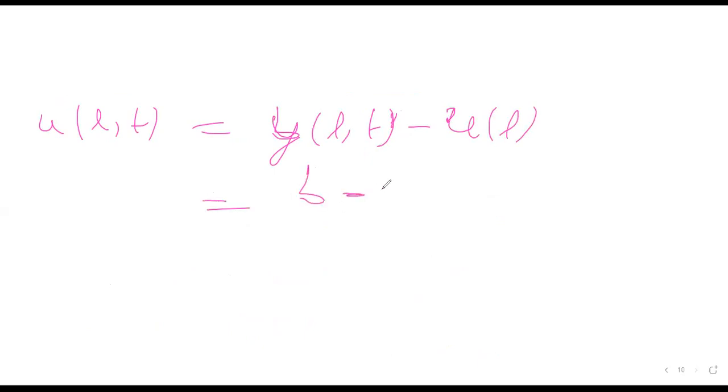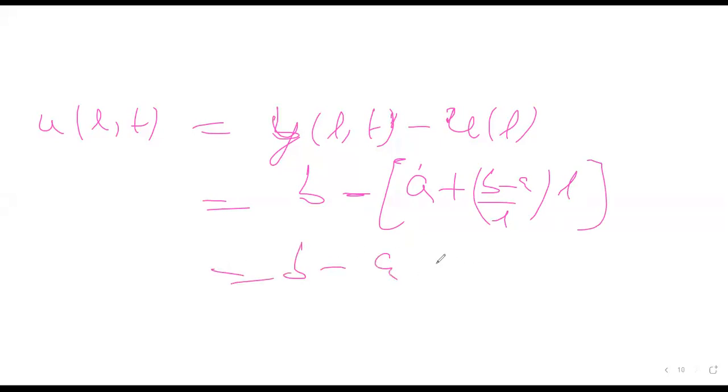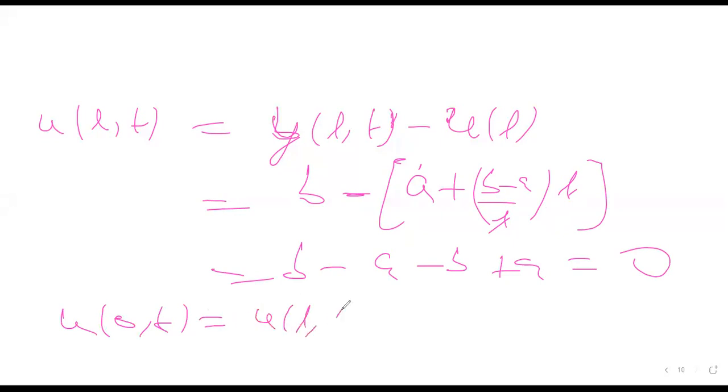Let's check for the other end also. u of lt is equal to b, right? y of lt minus u of l. y of lt, I know that it is b. And what is u of l? u of l is a plus (b minus a) by l into l. We will get b minus a, minus b plus a, because l will cancel out. You will get b minus a here. You will get 0. So I have got both u of 0t is equal to u of lt is equal to 0.